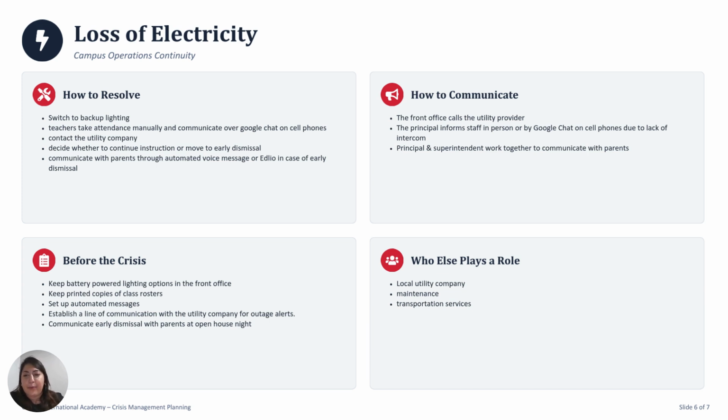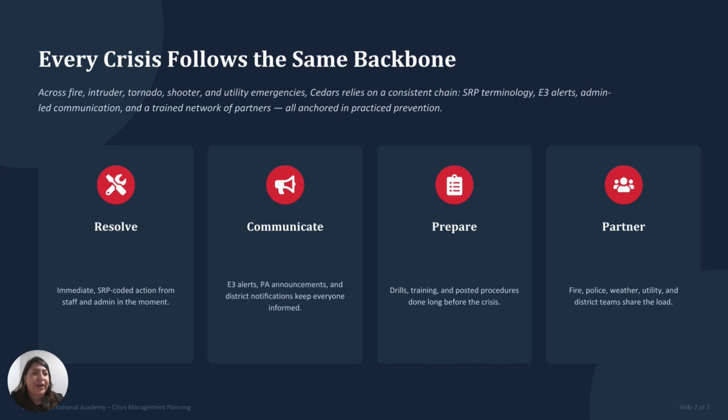And so that pretty much sums up everything that we're going over today. So remember, even though crises may look very different, we know that we have to act immediately. We know that we have to use the SRP terminology. We're going to use our E3 app. We're going to use communication, and we're going to use a lot of network of partners to help us with this. This is not something that we do alone.